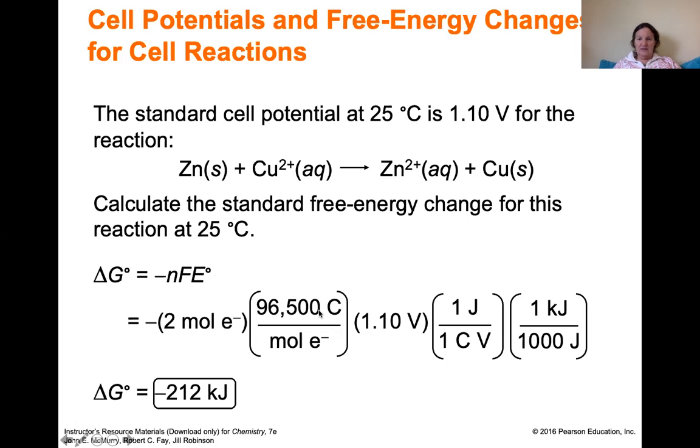So we have coulombs and volts. We know 1 joule is 1 coulomb times volt, and we'll change it into kilojoules just because it's going to be a big number. So a cell that has a plus 1.10 volts for its cell potential under standard conditions has a delta G under standard conditions of negative 212 kilojoules. That makes sense. The cell potential is positive. You get an electric current as this reaction takes place. That means you're taking advantage of a spontaneous reaction and the delta G is negative.